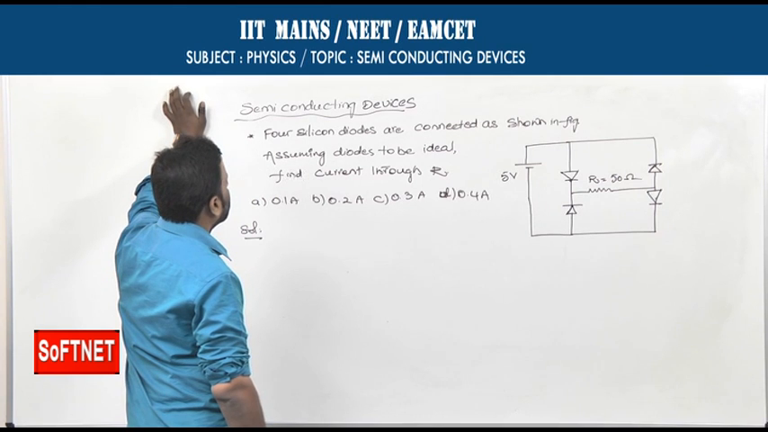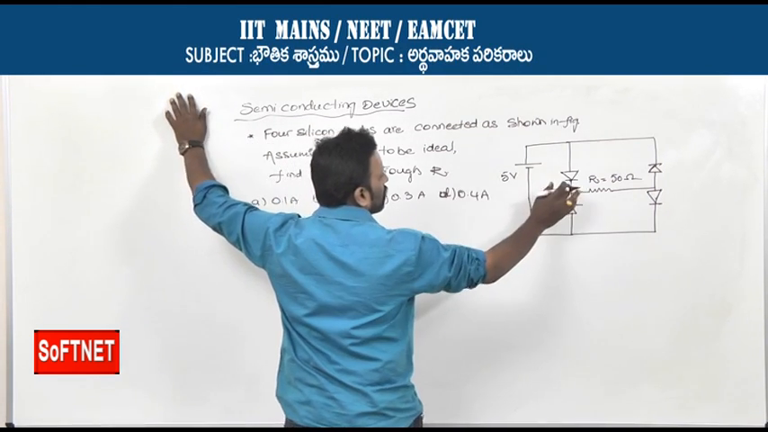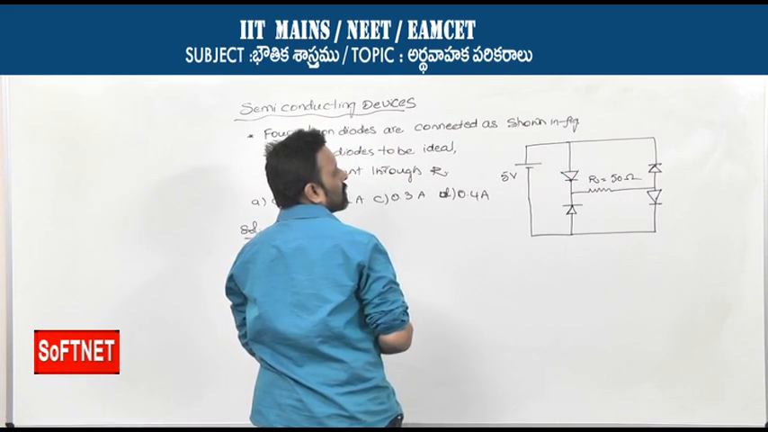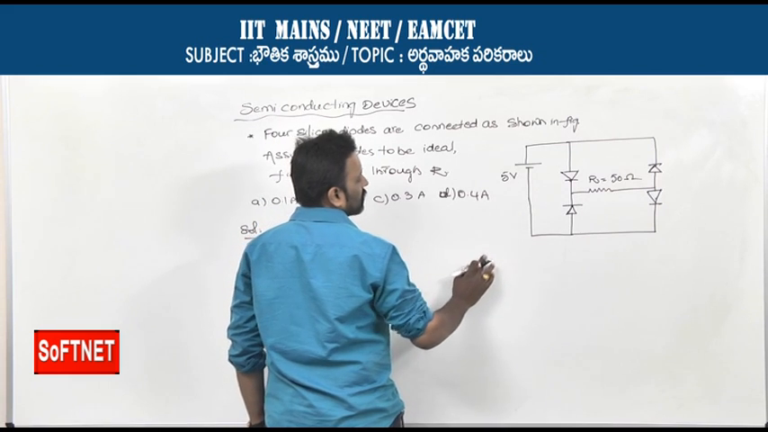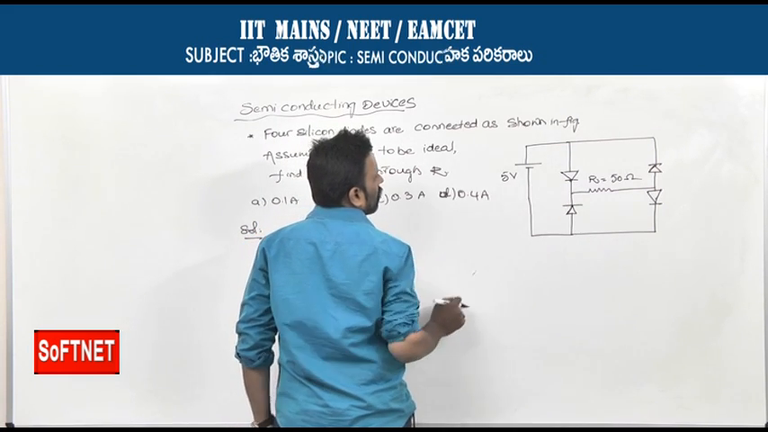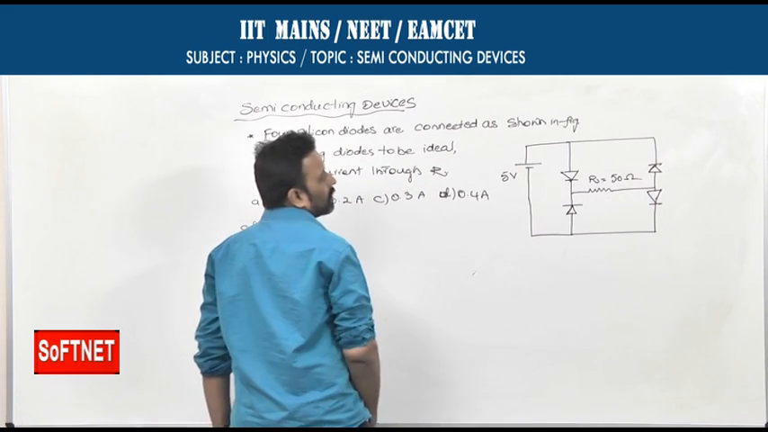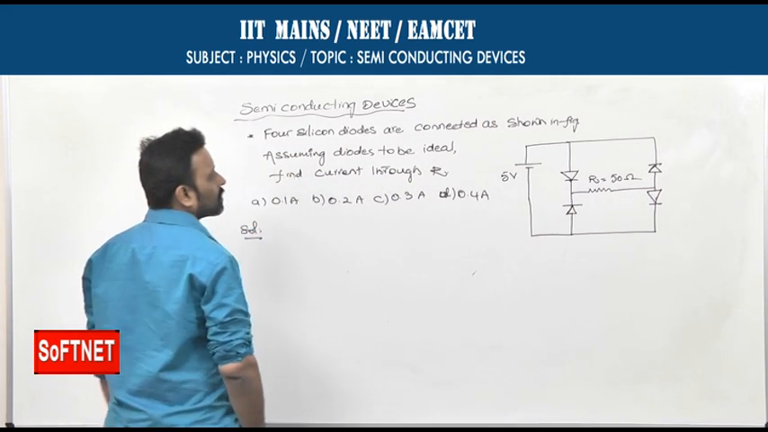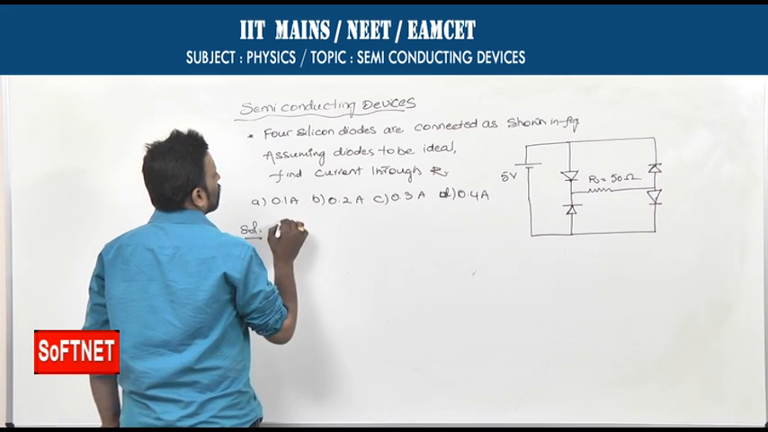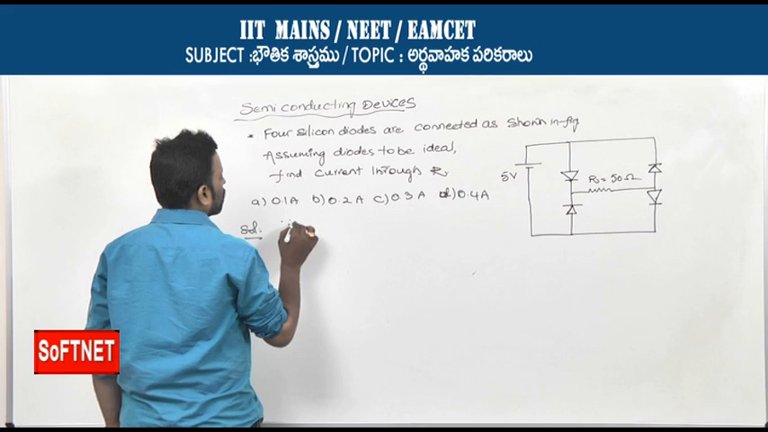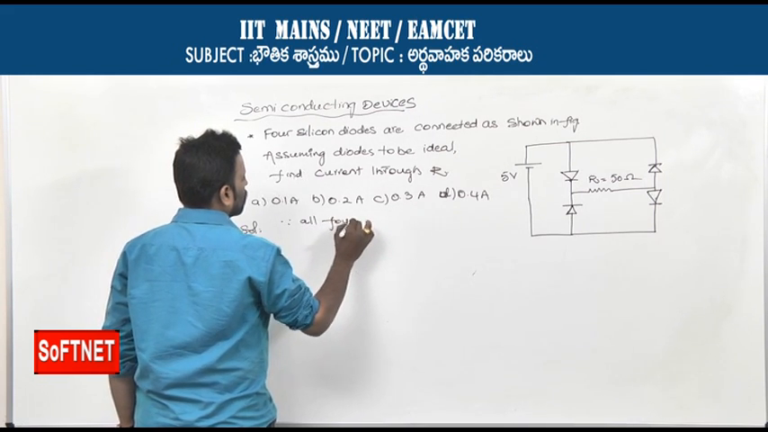4 silicon diodes are connected as shown in the figure. Assuming the diodes to be identical, find the current through the series resistance capital R. As you can see here, the voltage applied across all the diodes is 5 volts. You are asked to calculate the current through the series resistance capital R.